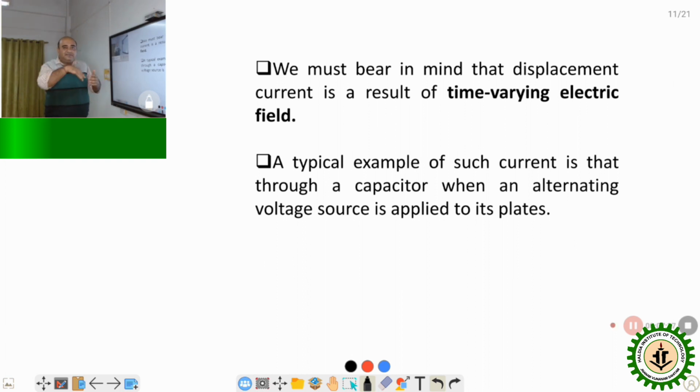Of course, we have taken the example of a capacitor that is connected across an AC source. The AC source is not a constant source; it is the time varying electric field. So due to that, we are having displacement current. The typical example of such current is when we consider a capacitor, when an alternating voltage source is applied to its plate. The same has been explained in the previous slide.